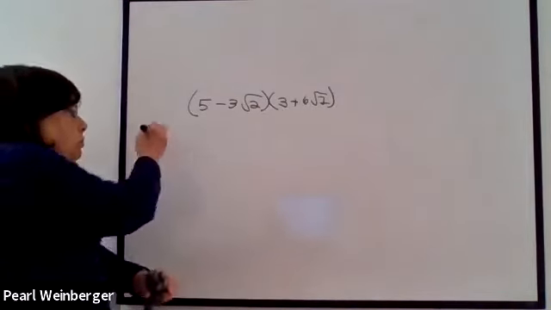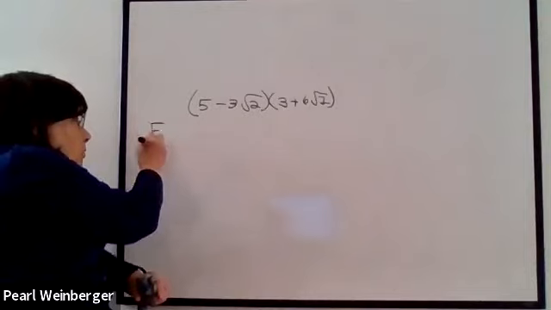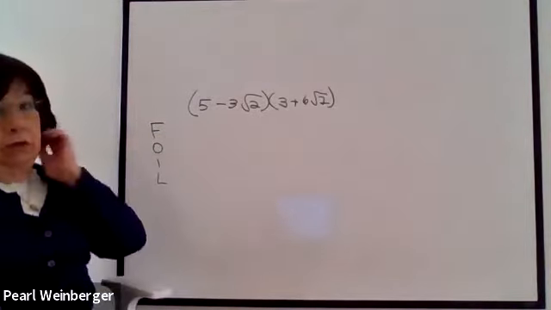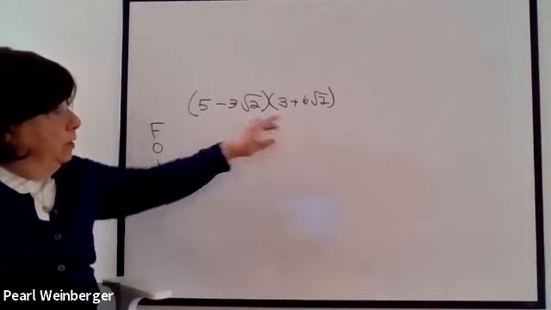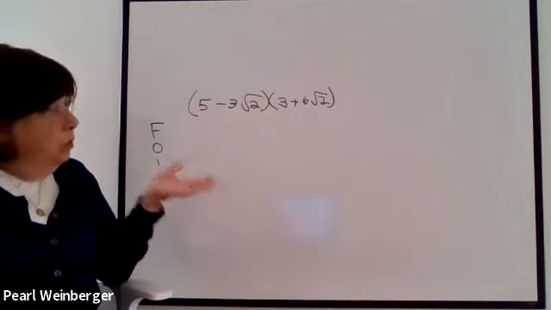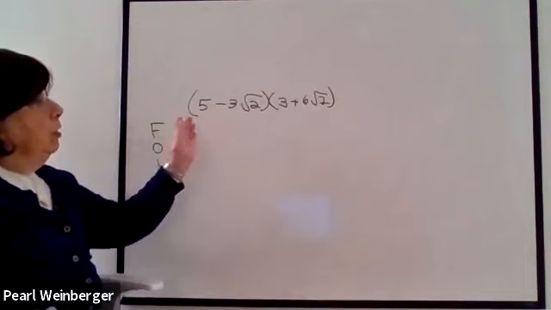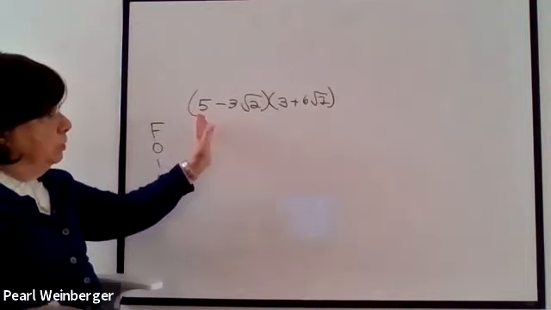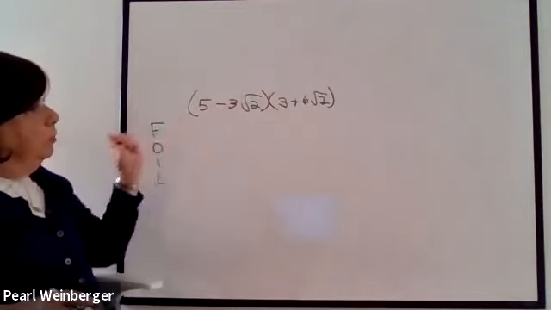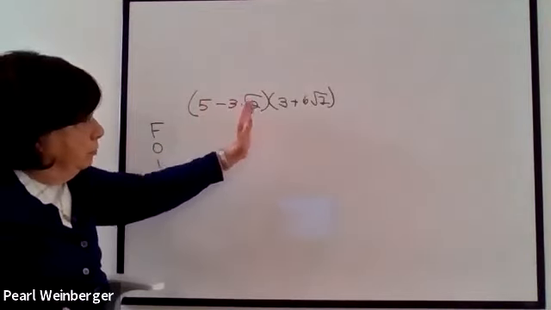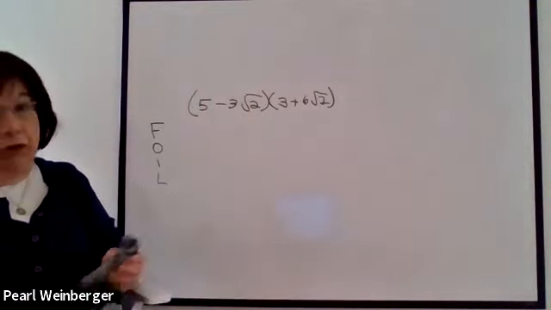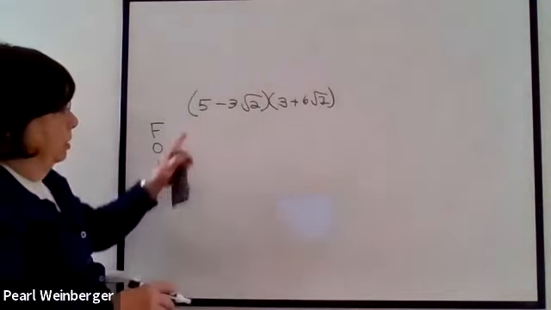We have to use what's called FOIL. It's just like regular binomials with x's in them. We use FOIL. Or you can say we use the distributive property twice. We multiply everything by the 5, and then we go back and multiply everything by the negative 3 radical 2. But since they're binomials, we just call it FOIL. So let's do the FOIL.